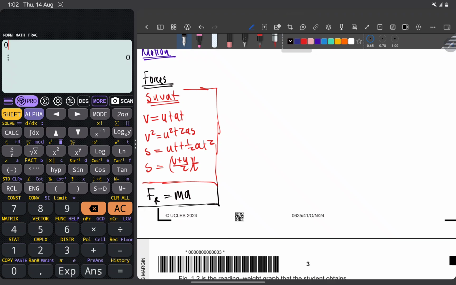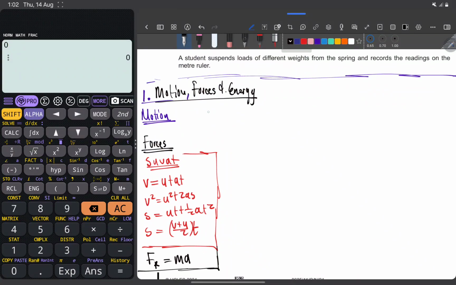If we can get the resultant force, we're going to use the idea that resultant force is equal to mass times acceleration. Now, what is the other thing that we should know? You should know the idea. We'll be moving. It's still the same unit 1.